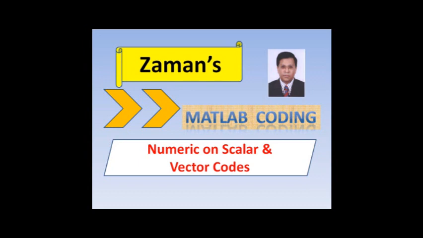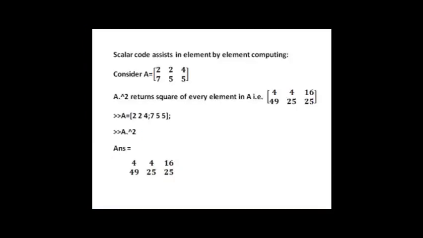In the previous clip, scalar and vector codes were addressed. In this clip, we are going to illustrate these two codes' execution on numeric data. Scalar code assists in element by element computing.